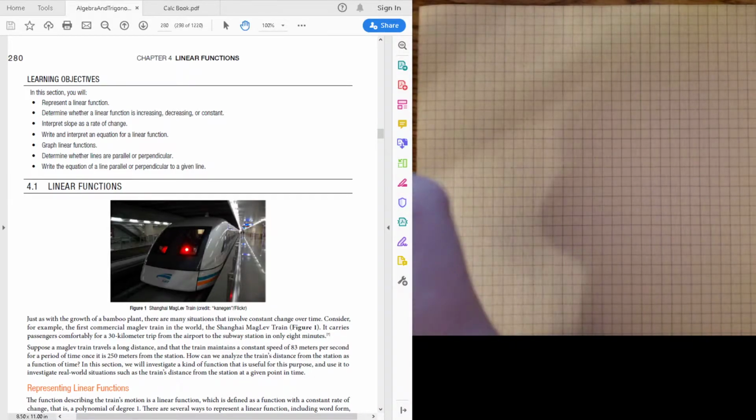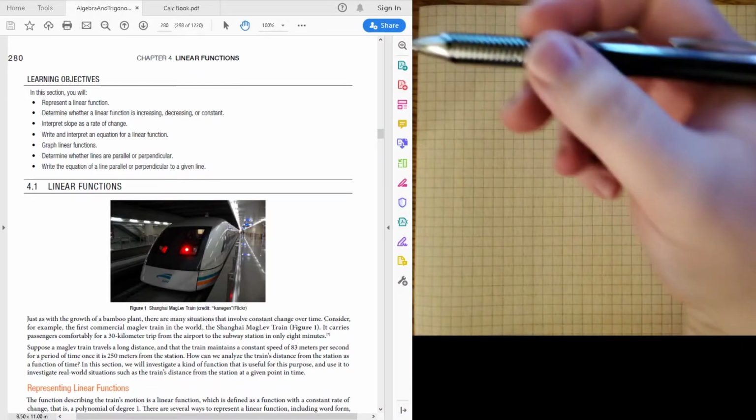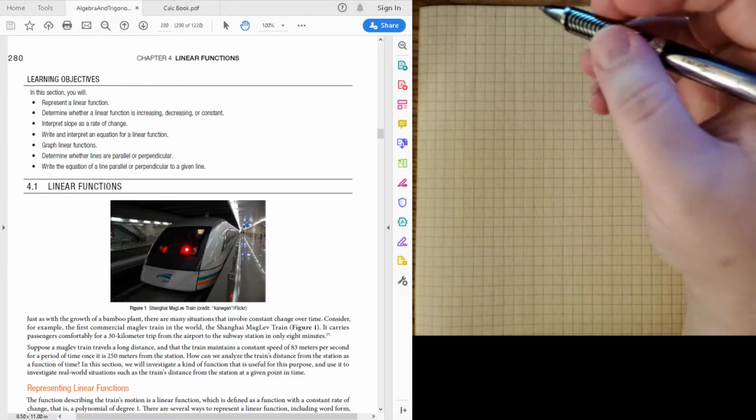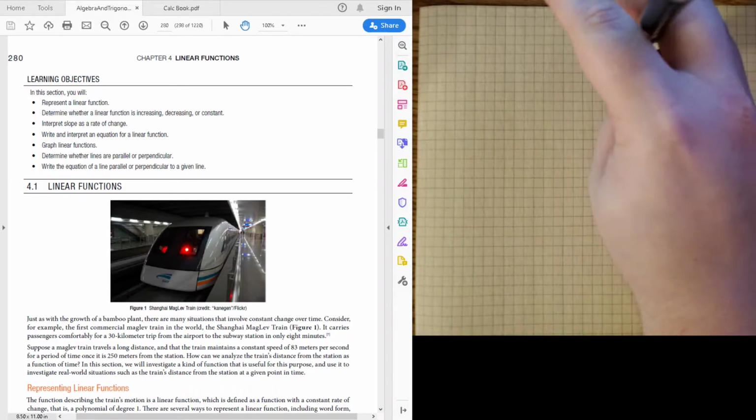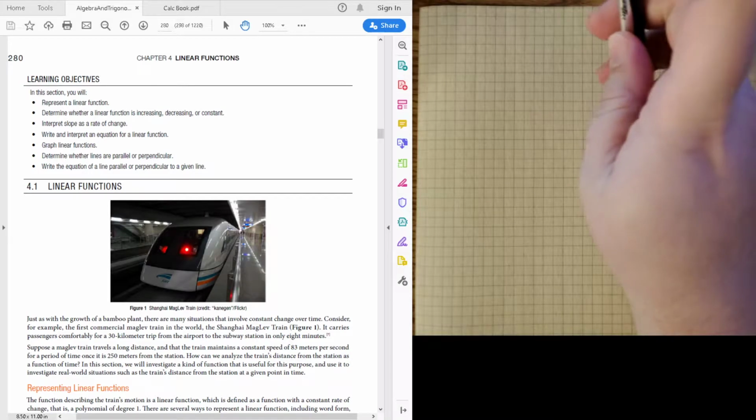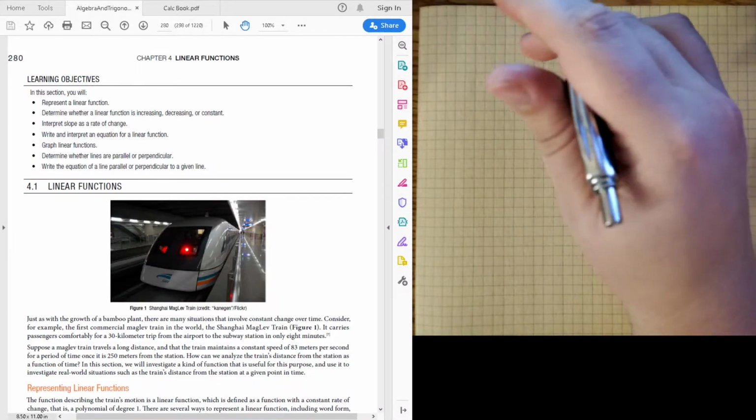Hello and welcome to College Algebra Coronavirus Edition. Woo! Or should I call it Quarantine Edition? Ooh, that's better. I like that. College Algebra Quarantine. Something alliterative.